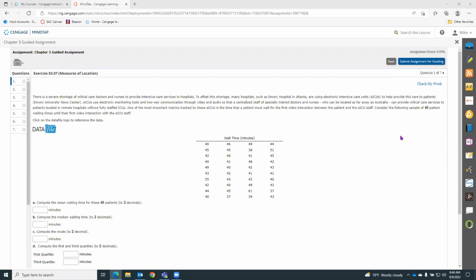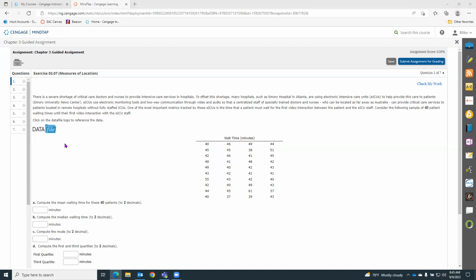So the first one here is there's a severe shortage of critical care doctors and nurses. Okay, you guys can read all this. But in essence, they did a study of wait times in ICUs. And here's our list of data, the amount of time patients have to wait.